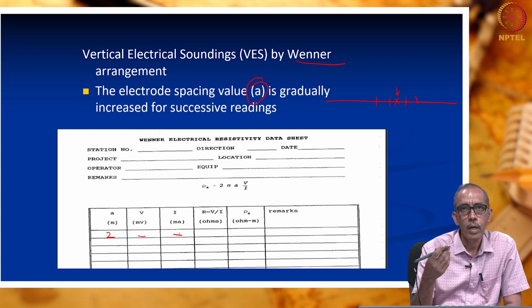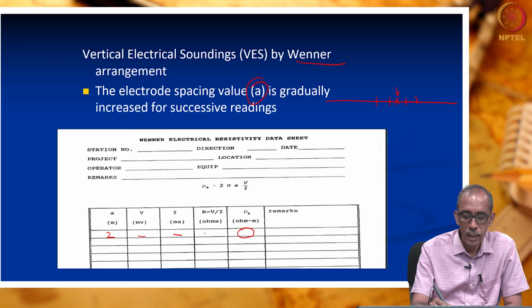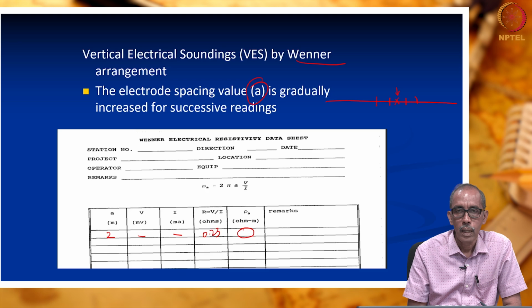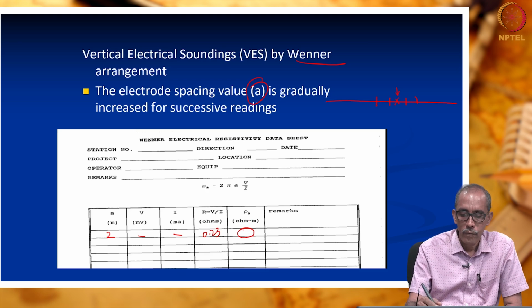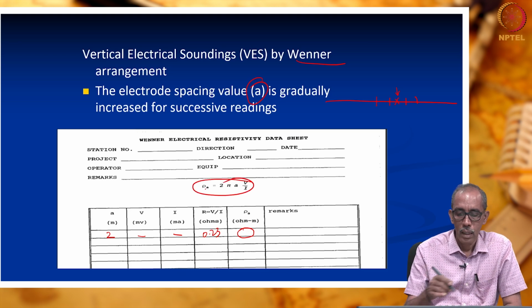But I had told you already, today's modern resistivity meters directly give the value of rho A. To give the value of rho A, we have to feed in A. Otherwise, it gives the value of R, let us say 0.23 ohms, right? Then we determine the apparent resistivity. How? Apparent resistivity by Wenner method is equivalent to this, right? We have completed one measurement.